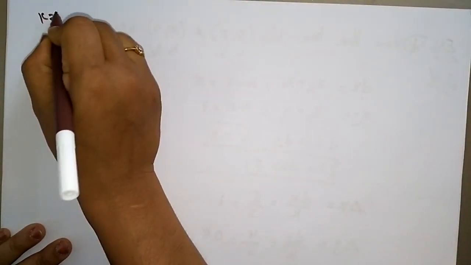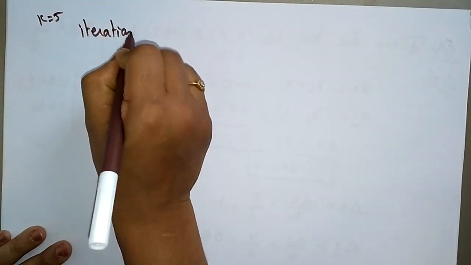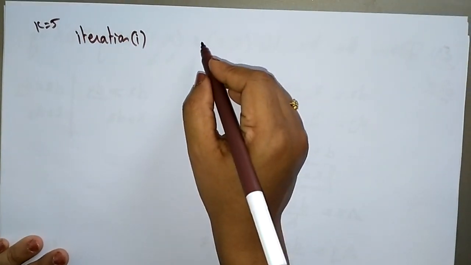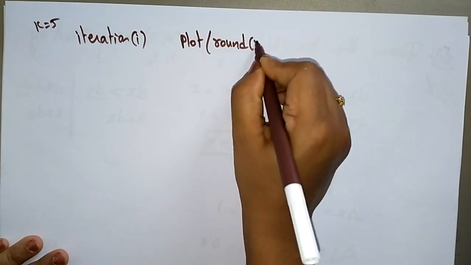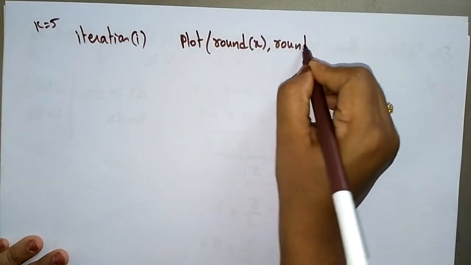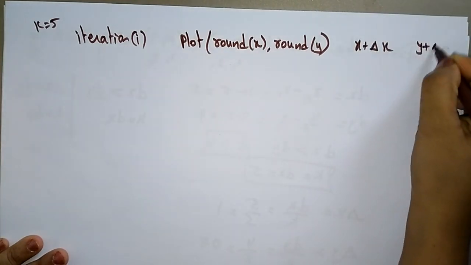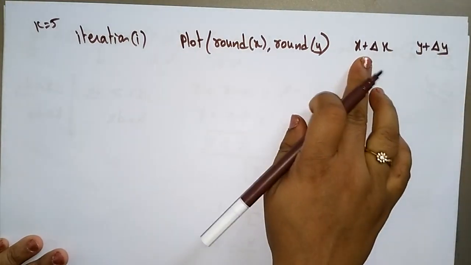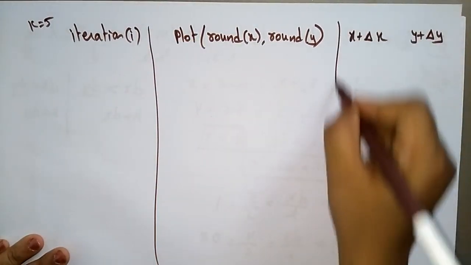Now let me take the table. Here you need to do the iterations up to k equal to 5. It starts with the iteration, that is the I value, and the plotted points that you need to plot on the graph. You have to take the round of x and the round of y, and here x plus delta x and y plus delta y are the new values. That new value should be plotted in the graph. Okay, so this is the case.